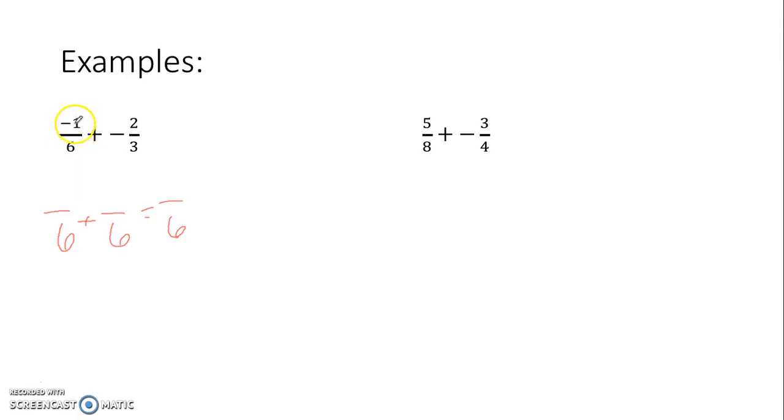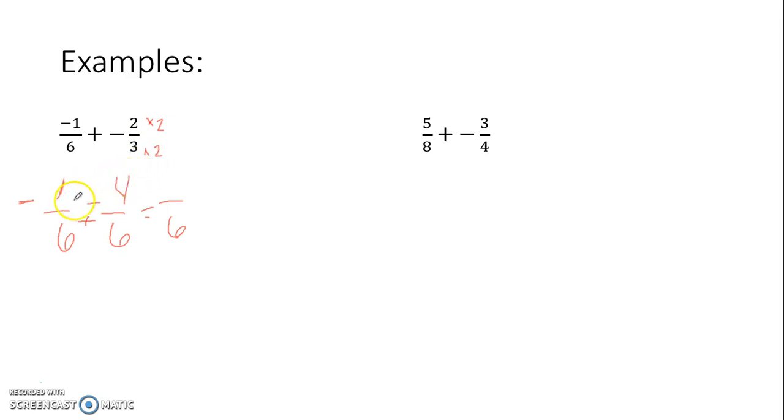Okay, and then this is going to stay the same because it's 1/6. We kept that the same. And I'm going to keep those negatives there just so we don't get confused. And then 3 times what equals 6? Well, you ask yourself, 3 times 2 equals 6. So whatever we do with the denominator, we have to do to the numerator. So 2 times 2 equals 4.